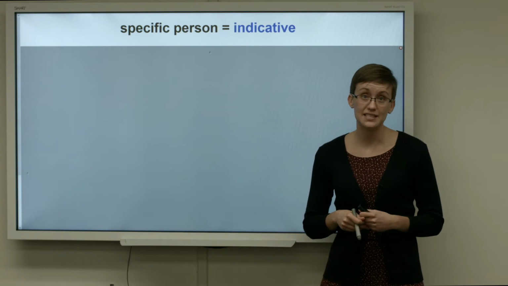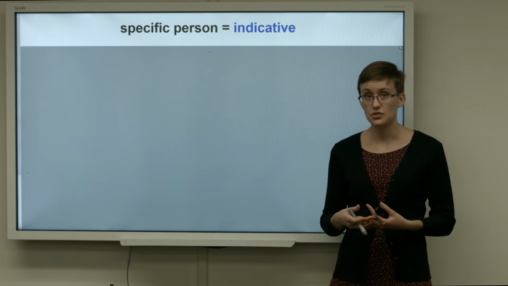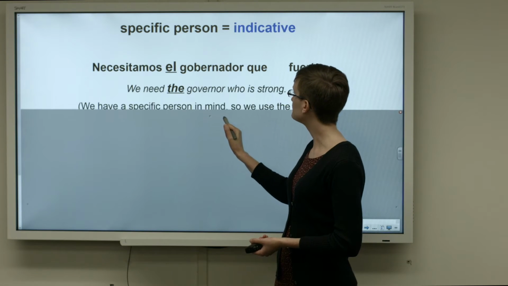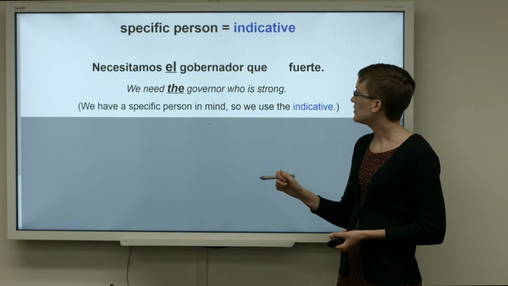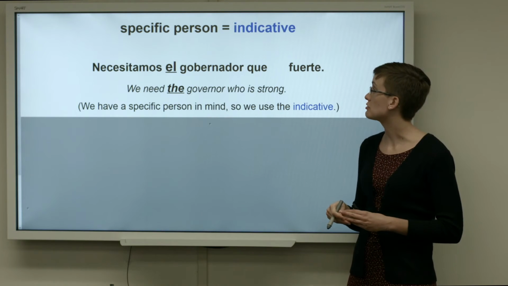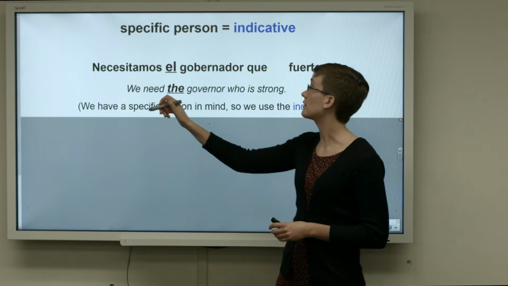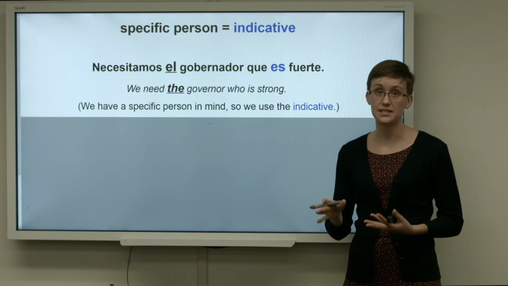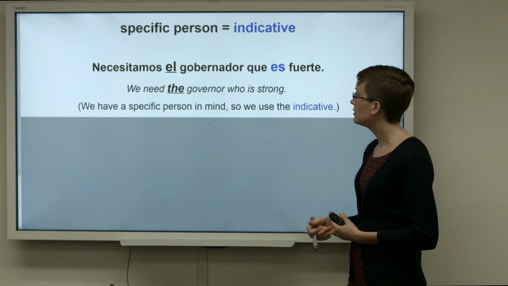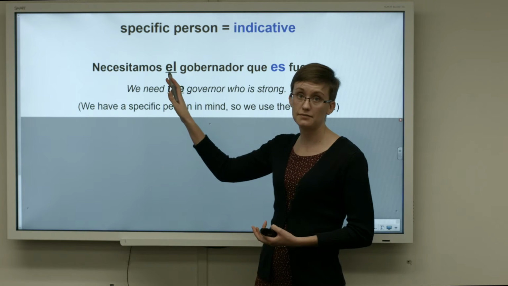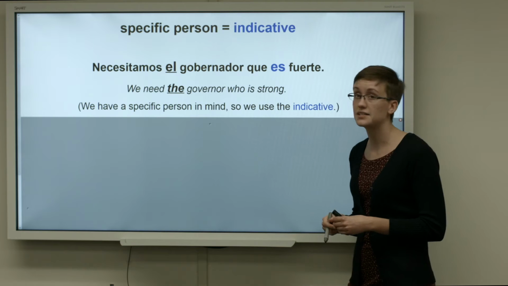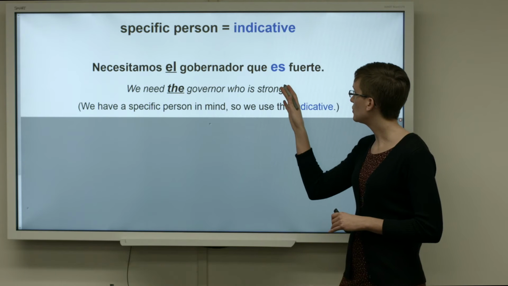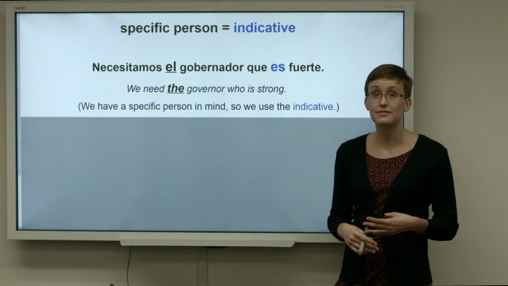However, if we have a specific person in mind, we are going to use the indicative form. Going back to our governor, if we say we need the governor who is strong, necesitamos el gobernador que es fuerte, we are going to use the indicative es, because we have a specific person in mind. Your clue here is the specific article el instead of the unspecific article un. So we have a specific governor in mind, so we use the indicative es and not the subjunctive sea.